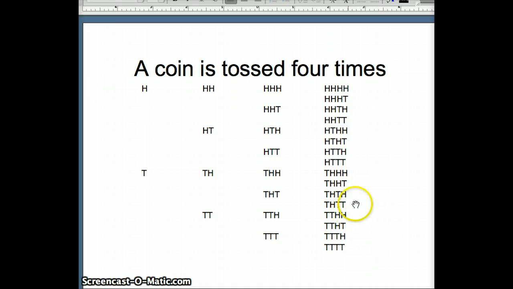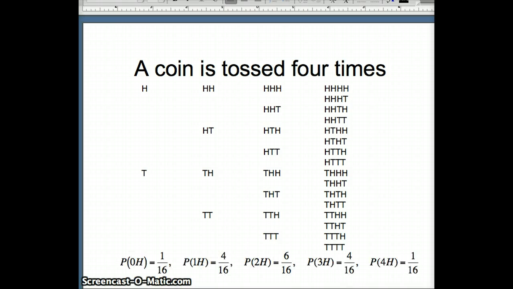Here's 1. And here's 1. So you can see the answers. 0 heads, as we saw, 1 winner out of 16. 1 head, as we saw, exactly 4 winners out of 16. 2 heads is going to give us 6 winners out of 16. 3 heads, 4 out of 16. 4 heads, 1 out of 16.